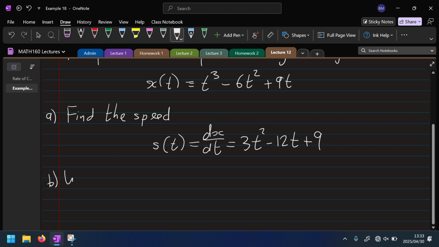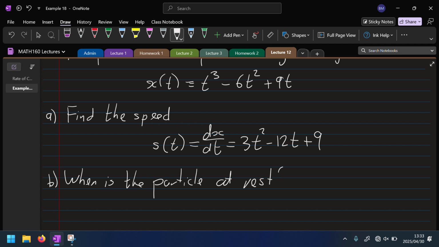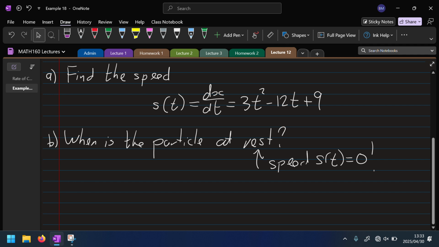Okay, B, when is the particle at rest? Now, at rest, that's a physics term. What is that in terms of maths? Well, at rest means you're not moving. Not moving means your speed is 0. So at rest means that the speed s of t is 0. So what we want to solve is, where's the speed 0? So we're going to have 3t squared minus 12t plus 9 is equal to 0. Okay, you can do your factoring and solve that.